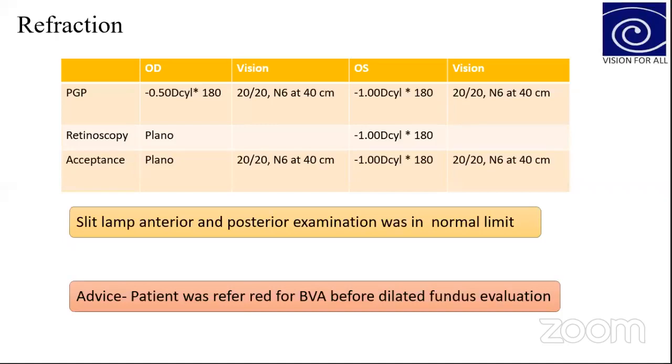On subjective refraction and acceptance, the right eye is plano and he is able to read 20/20 and N6 at 40 centimeters. The left eye has a power of -1 diopter cylinder at 180, and the vision is 20/20 and N6. Slit lamp and posterior examination were within normal limits, and the patient was advised to be referred for binocular vision assessment before dilated fundus examination.